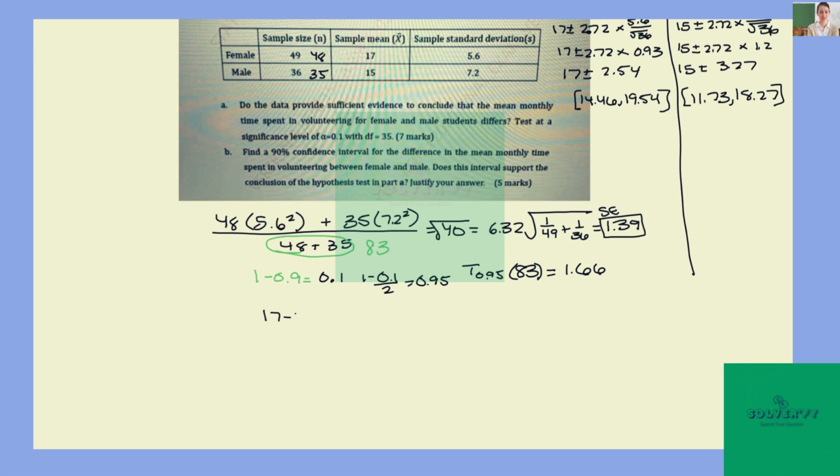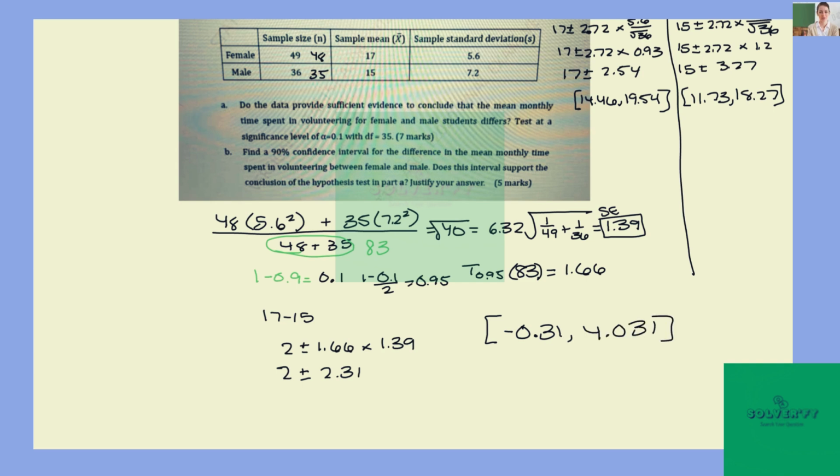So then you're going to calculate your difference between your means. So 17 minus 15, which is 2, plus or minus 1.66 times your standard error of 1.39. So 2 plus or minus 2.31. And that is going to be your confidence interval of negative 0.31 to 4.31.